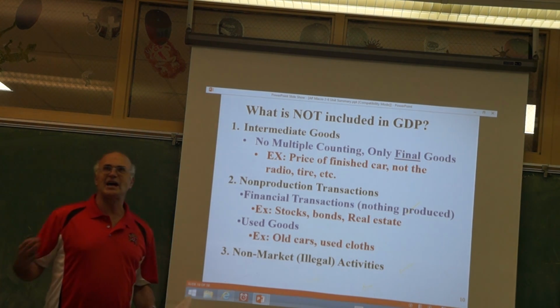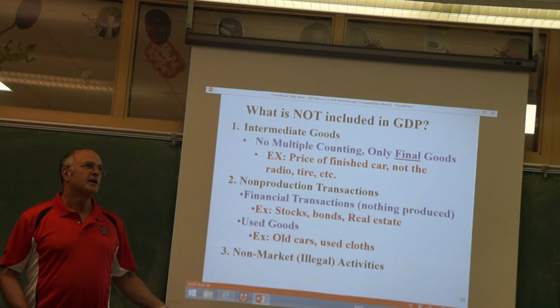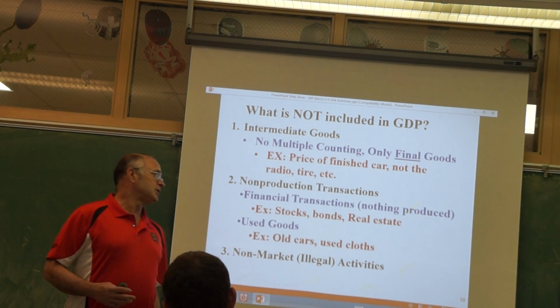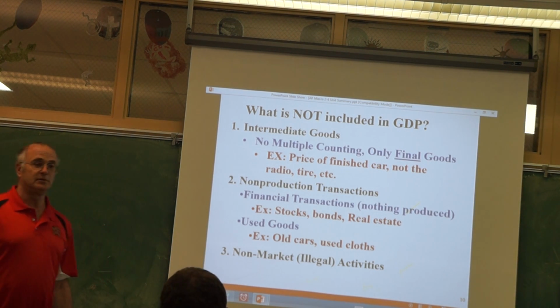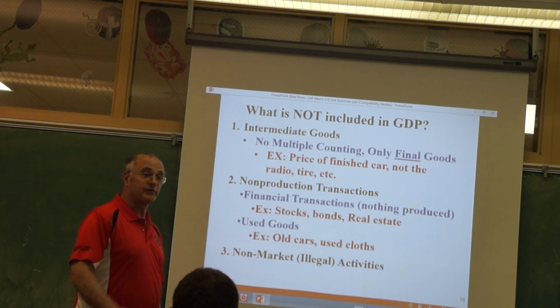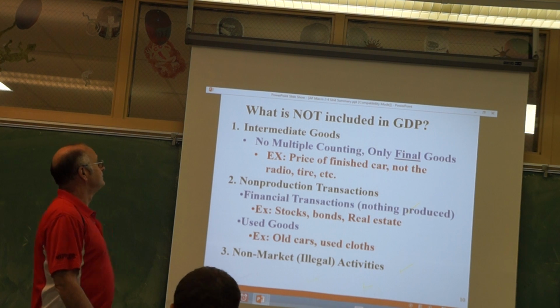If you were paid cash under the table for doing something, that's not part of GDP. Drugs are not part of GDP, illegal drug sales, that is. Rite Aid is okay. I just want to clarify, Rite Aid is okay.